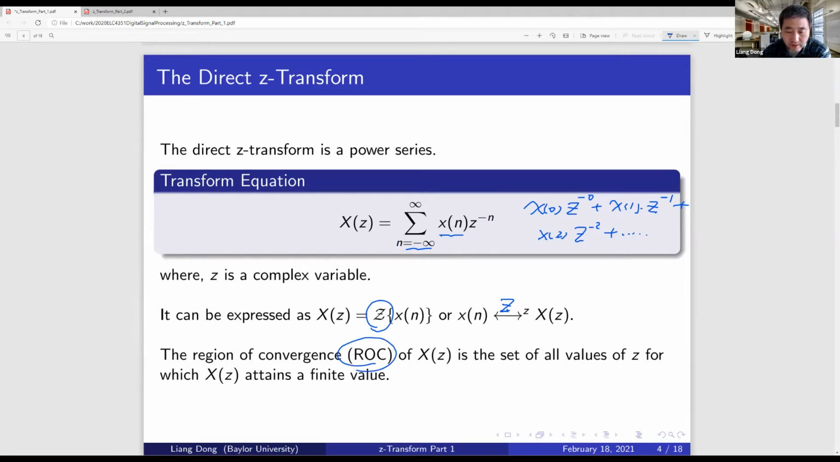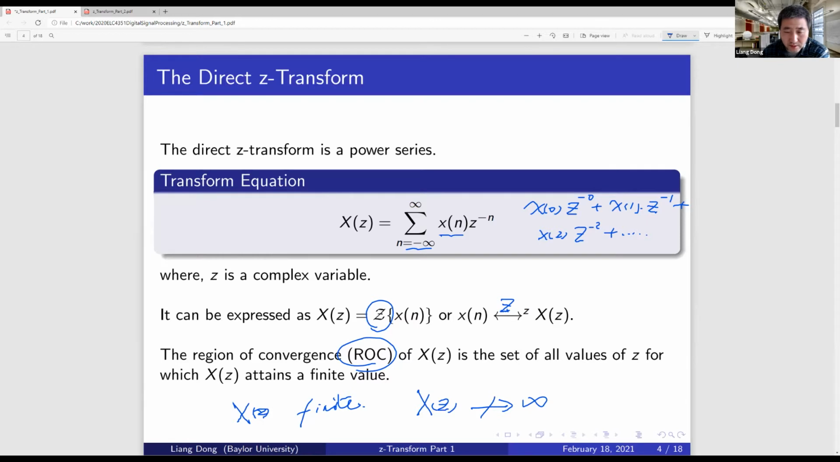We also need to discuss the region of convergence, ROC. The region of convergence of X(z) is defined as the set of all values of z for which X(z) attains a finite value. So I want to make sure that X(z) is finite. X(z) will not go to infinity. Now, why do we worry about that?